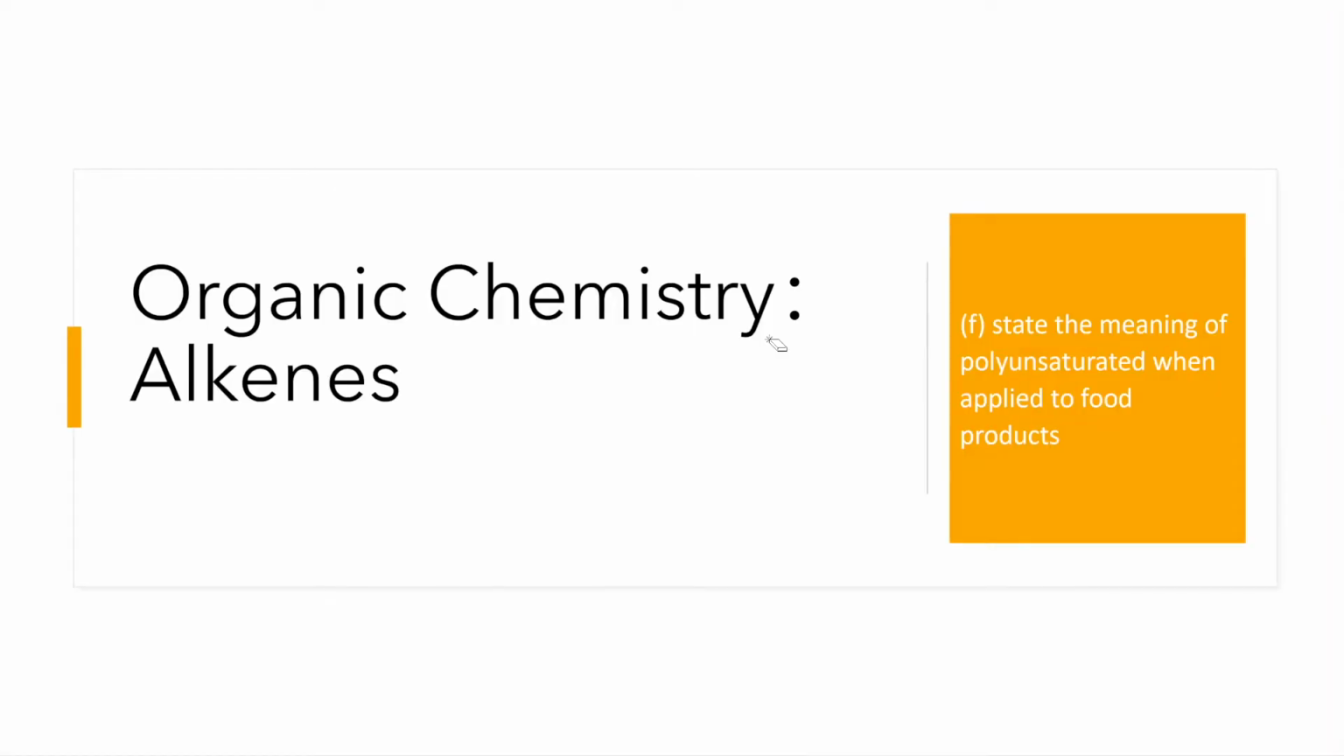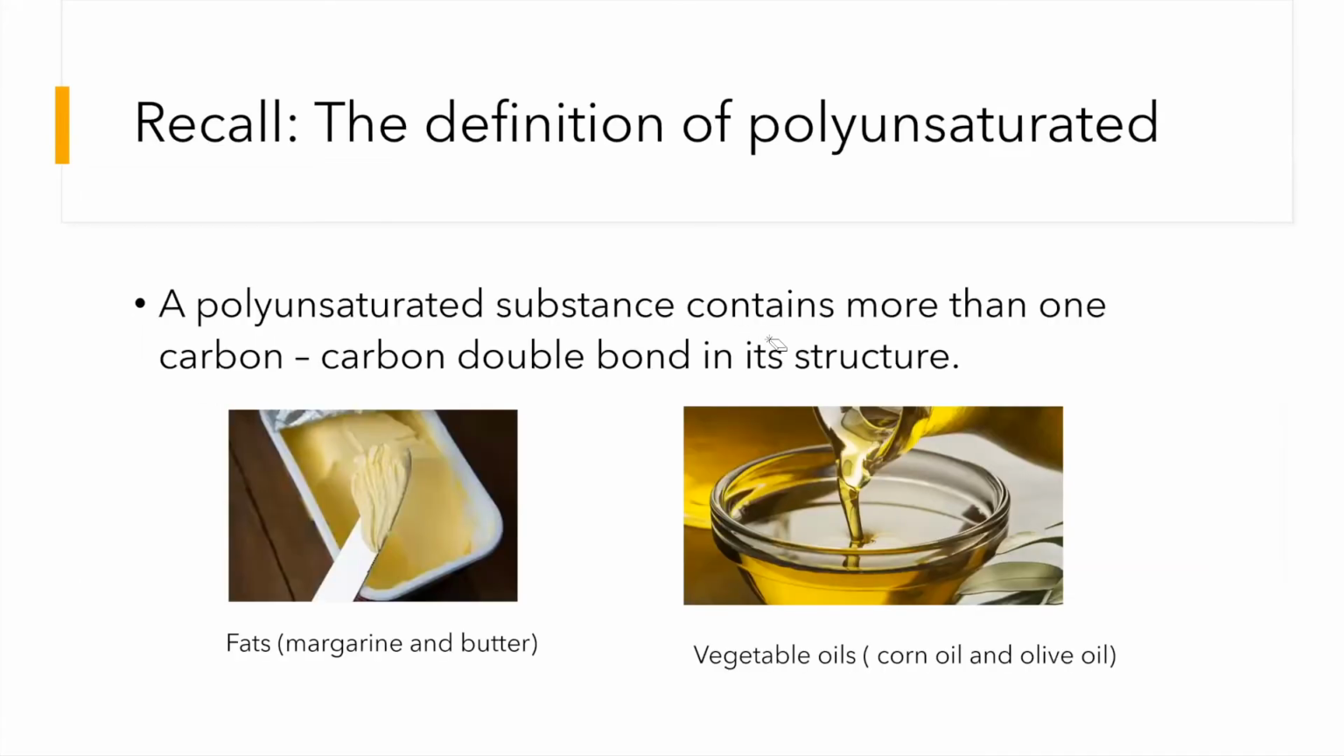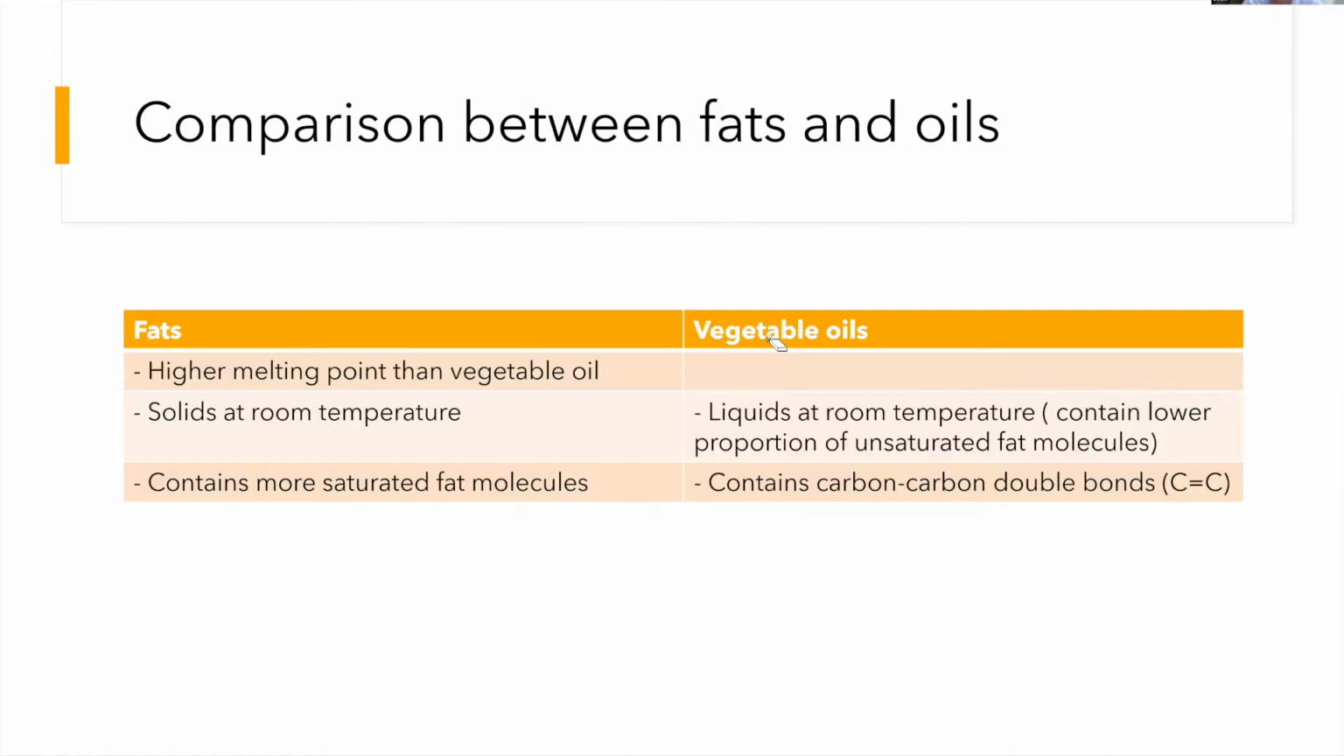So there's this term polyunsaturated, like right in front, like other slides. Polyunsaturated just means that the substance contains more than one carbon-carbon double bond. Yeah, so you have this story down here about saturated and polyunsaturated, which involves fats, which is the margarine and butter, and then vegetable oil. Fats have a higher melting point than vegetable oil, so they're solids, and they have more saturated fat molecules.